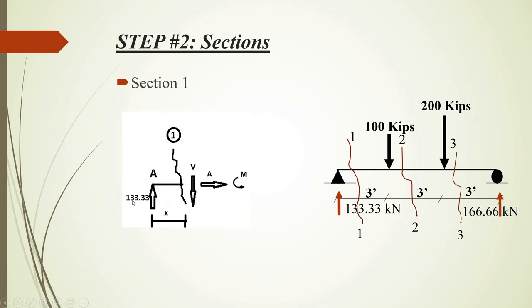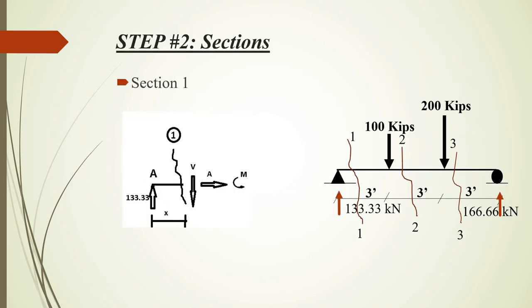So if I pick this left part, I'll have this 133.33 reaction and this much part of the beam. This is the cutting symbol, and since I've cut the beam here, the internal forces at this point are exposed: the axial force, the shear force, and the bending moment. I could have cut this beam anywhere between this point and this point, so this distance is not 3, it's something less than 3. Since this could be any random distance, I'm going to call it x.